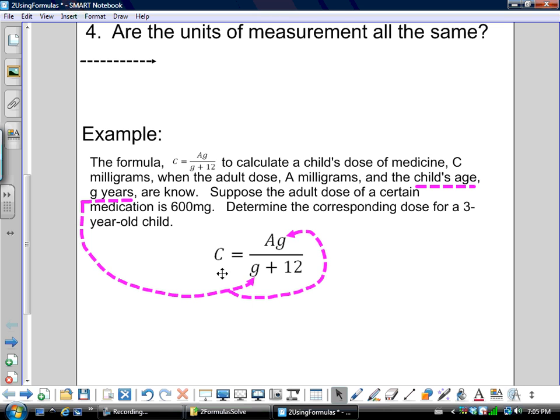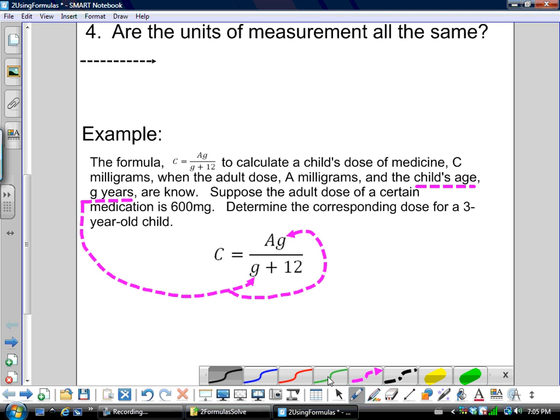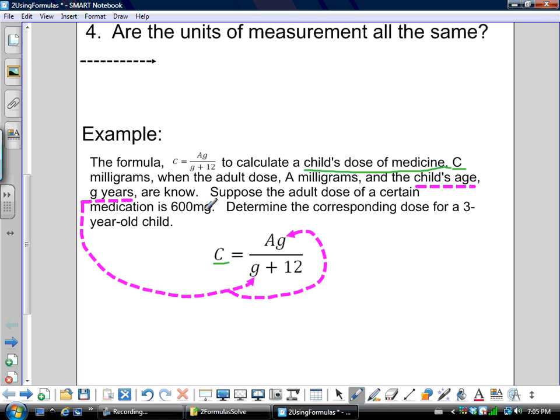Then I need to look at the other things. I have the letter C. Well, C is here: C milligrams. Just like when we did the child's age, we're going to work backwards. The formula C equals is to calculate the child's dosage of medicine. So C stands for the child's dosage. Now I'm left with only A to figure out what it stands for.